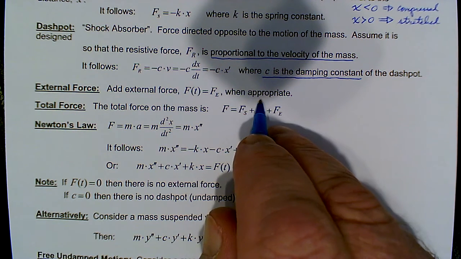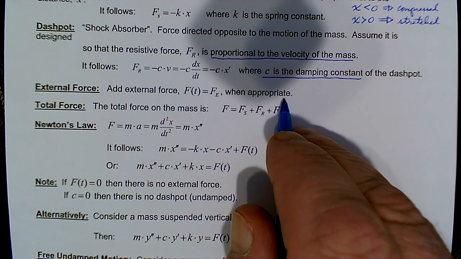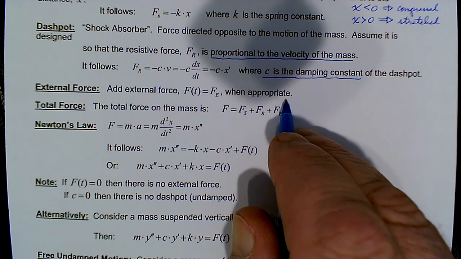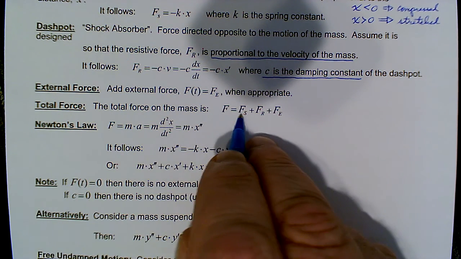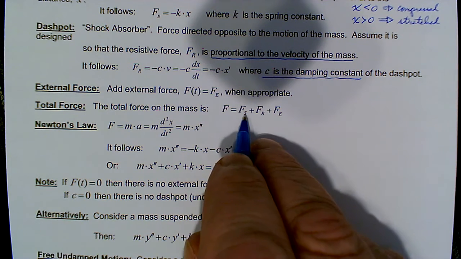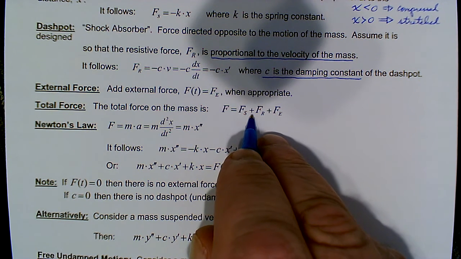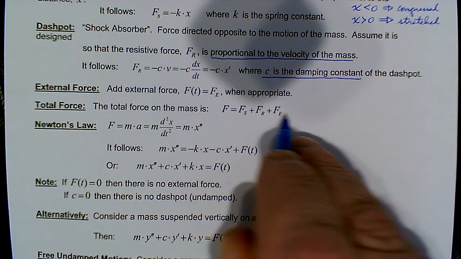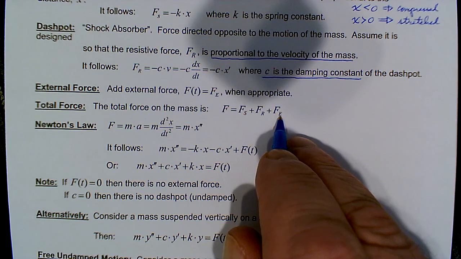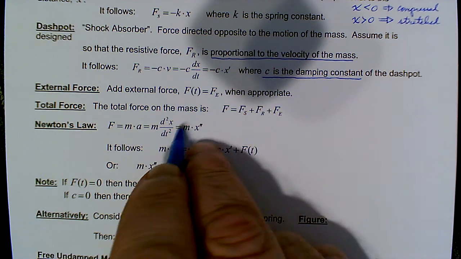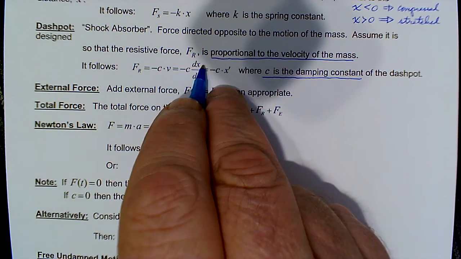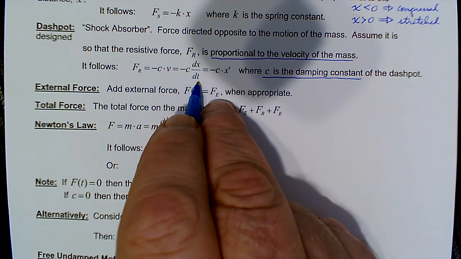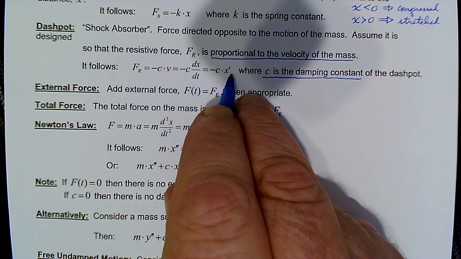You can add an external force if you wanted to. In our situation, we're really not going to see an external force, but if you do add one, the total force is going to be the sum of the forces. So the force due to the spring plus the force due to the dashpot plus the external force if it exists. And then we know Newton's law. Oh, the one thing I forgot to mention here was note that the velocity is the time rate of change of the distance, so dx/dt, or you can call it x prime of t.